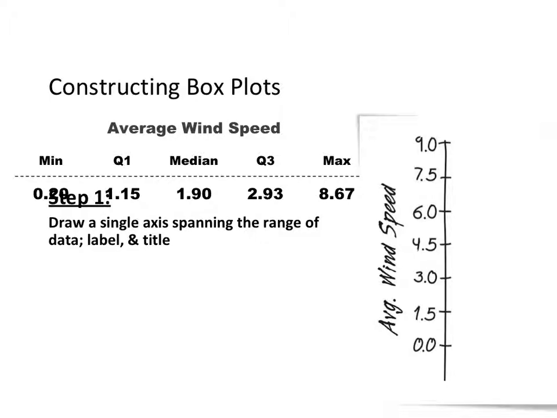The first step when we're constructing a box plot, and again, this should be a 0.2 for the minimum. You're going to draw a single axis spanning the range of the data. You're going to title it, and you're going to put on the label. So in our case, we're looking at speeds, so we're going to assume it's in miles per hour. I typically don't like to do a vertical box plot, and you do you. I typically will draw mine horizontally, but to save space, decided just to keep it vertical.